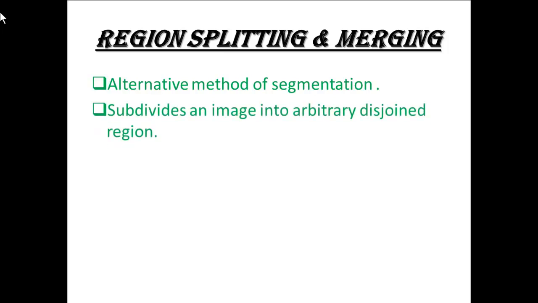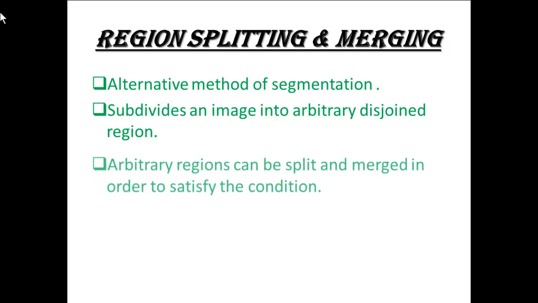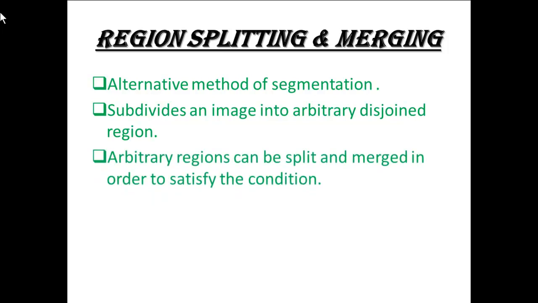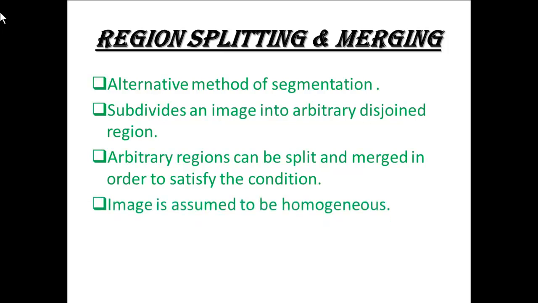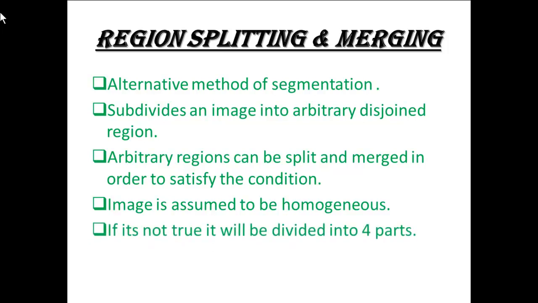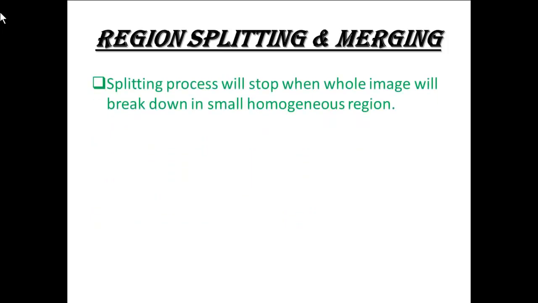Now the third technique of thresholding is region splitting and region merging. It is an alternative method of region segmentation that subdivides an image into arbitrary disjoint regions. Arbitrary regions can be split and merged in order to satisfy the conditions. The image is assumed to be homogeneous. If it's not true, it will be divided into 4 parts. The splitting process will stop when the whole image breaks down into small homogeneous regions.